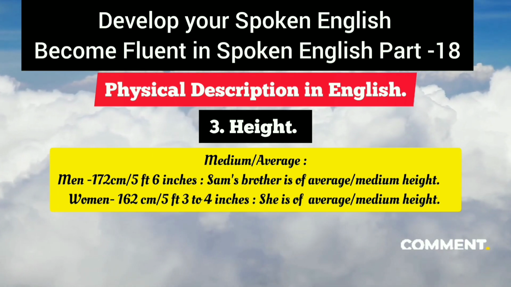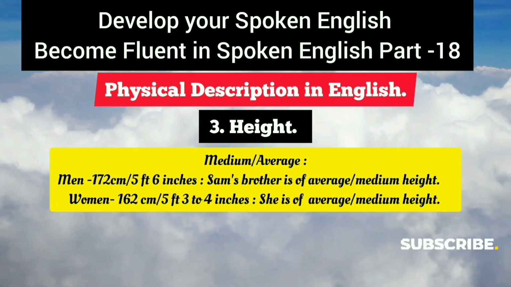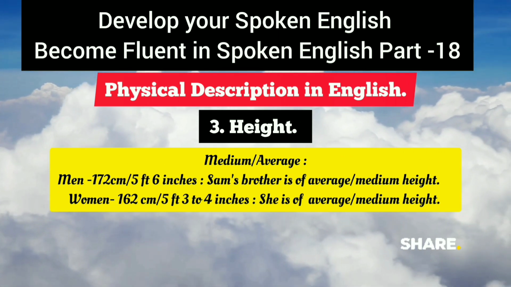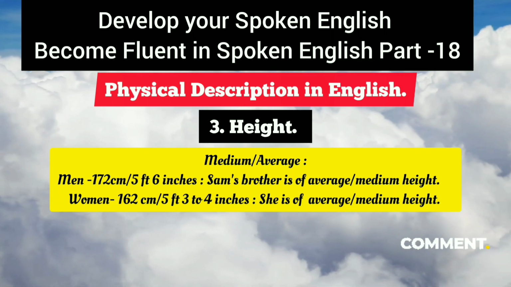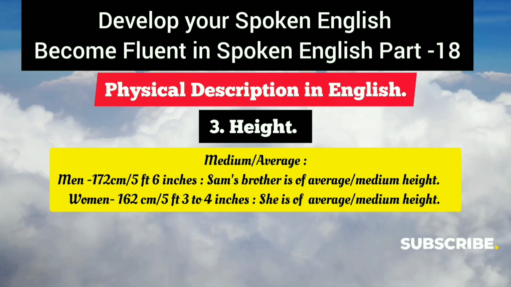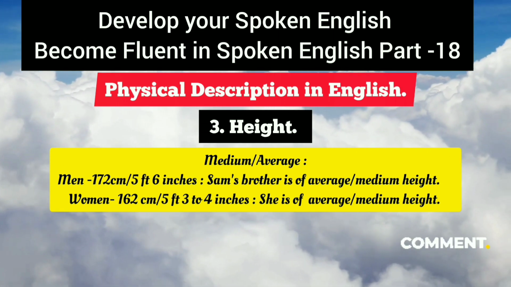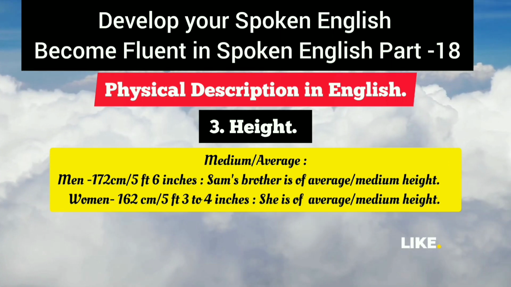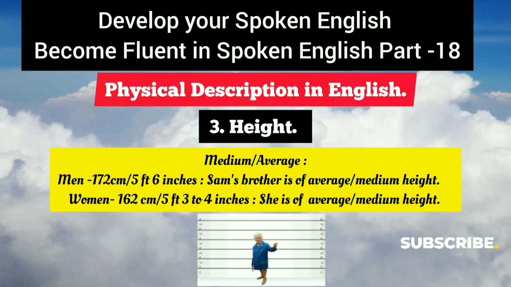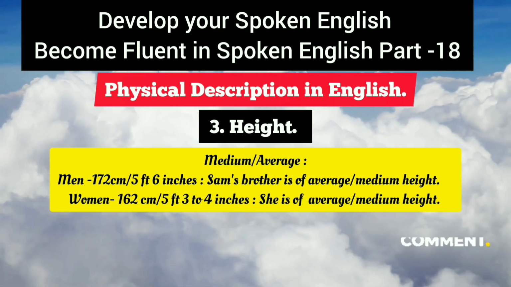Obviously, we can more or less understand if someone is around 172 centimeters or around 5 feet 6 inches. That means the person is in the medium or average category. So you can straight away say that he is of average height. So you use the phrase of average height or of medium height. Let me show you a sentence. Sam's brother is of average or medium height. So in this way you can describe.